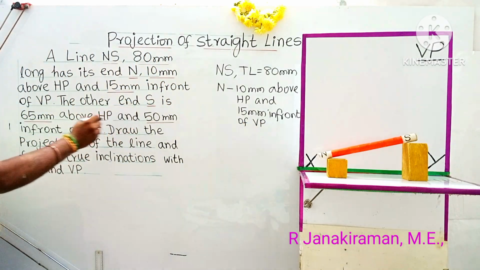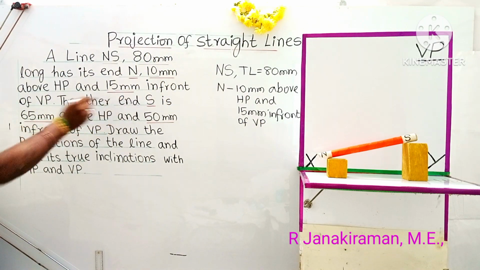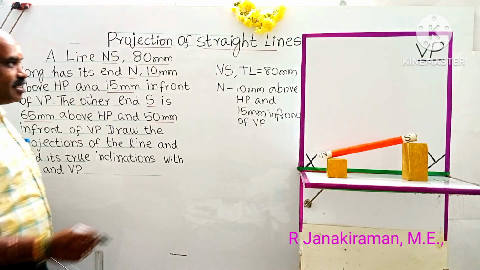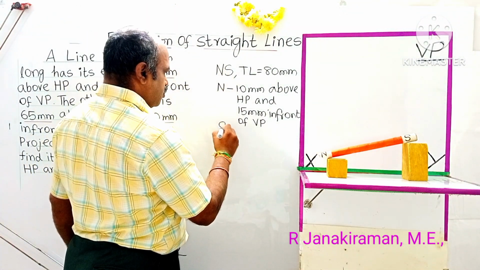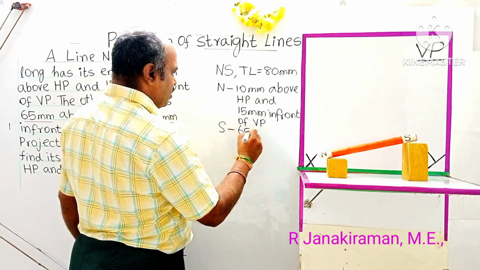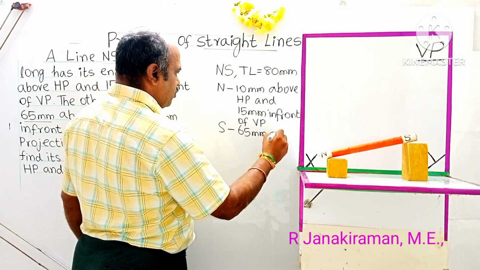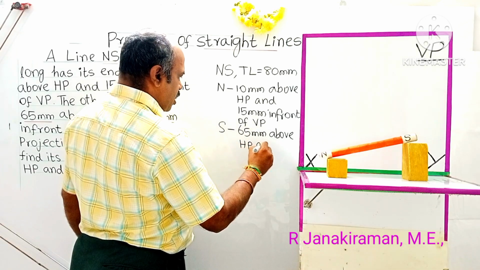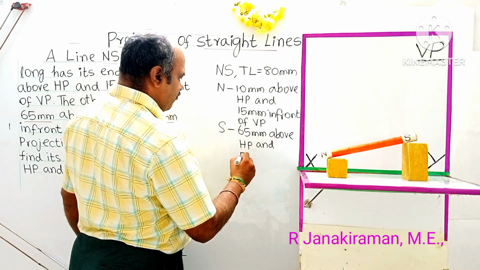Next one is given. The other end S is 65 mm above the HP and 50 mm in front of VP. The other end is S, 65 mm above HP and 50 mm in front of VP.